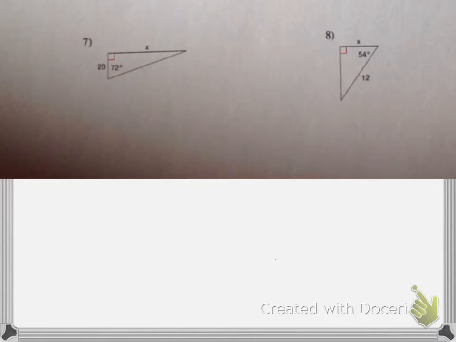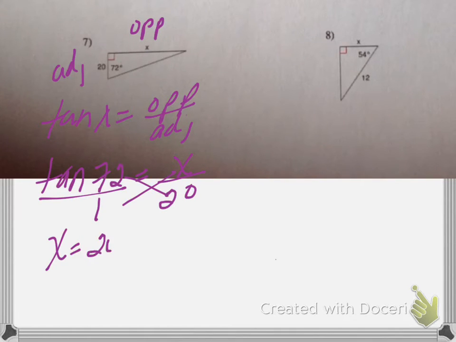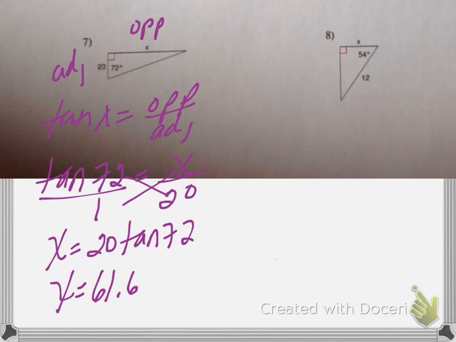Okay, for number 7, the label. Decide which one you don't need. Set up your ratio. Substitute. Cross multiply. Put in your calculator. Okay, number 8, label.